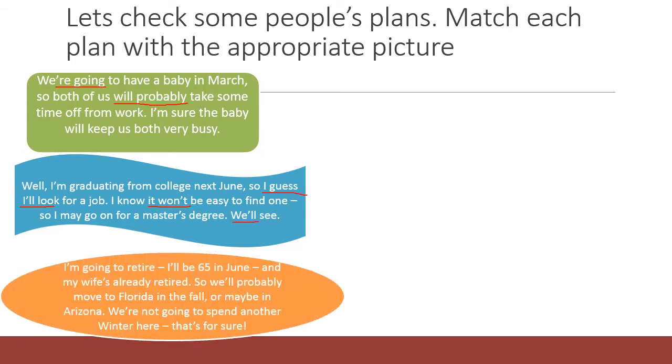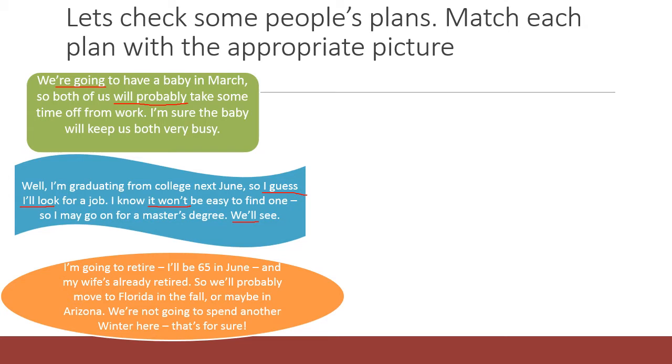The last one, I'm going to retire. I'll be 65 in June, and my wife's already retired. So we'll probably move to Florida in the fall, or maybe to Arizona. We're not going to spend another winter here, that's for sure.